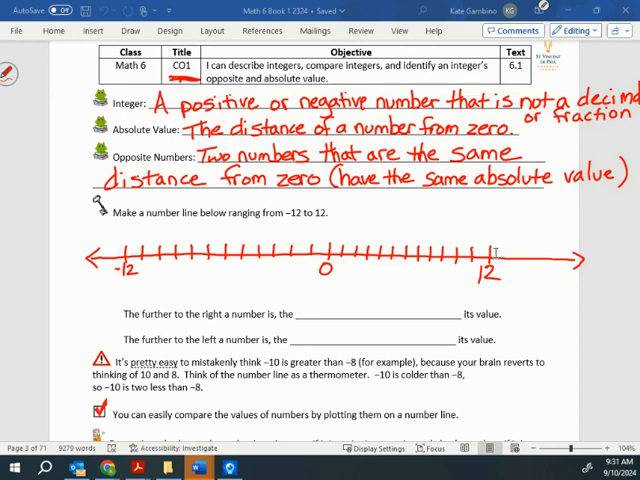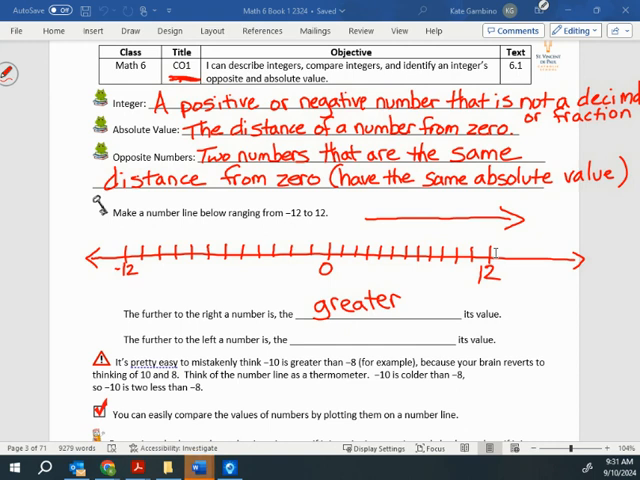So the further to the right a number is, the blank its value. Do you think it's going to be greater or lesser? Bridget? Yeah. The farther to the right we go, the bigger it gets. So the greater its value. So as we go to the right from 0, it gets bigger. It's greater.